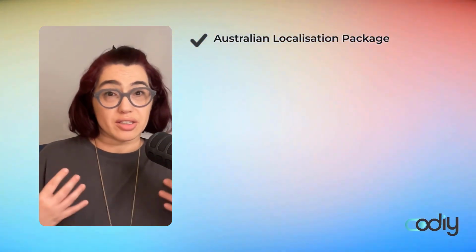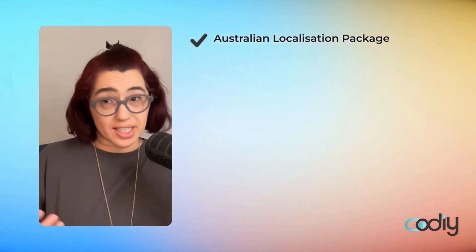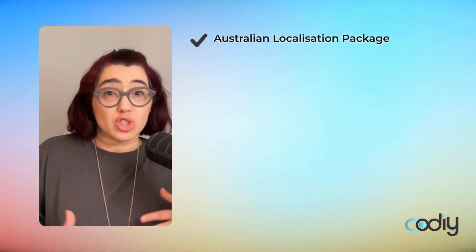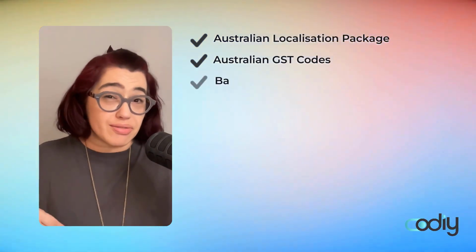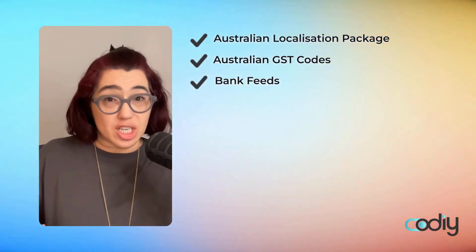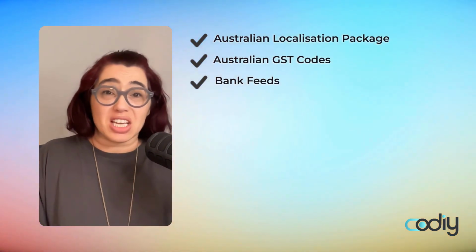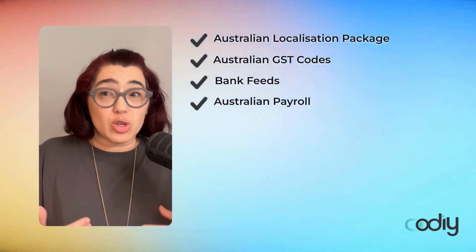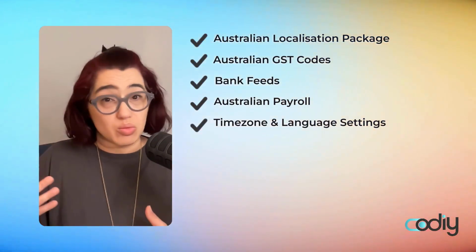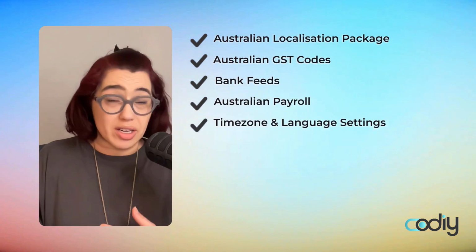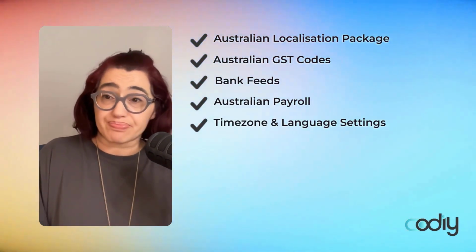So the types of features we're going to cover is the Australian configuration package, which you can load, which provides the configuration for Australian settings. That will obviously include the Australian GST codes and the BAS reports for Australia. There's also bank feeds with all of the major and even non-major Aussie banks. There's Australian payroll. We also have time zone and language settings that we need for websites and online appointments and calendar settings and things like that.